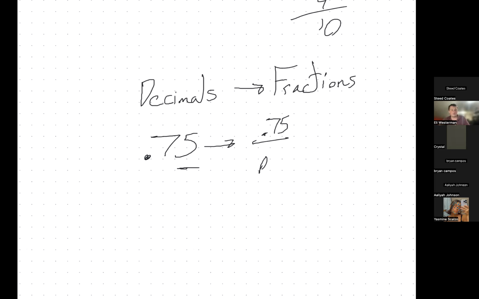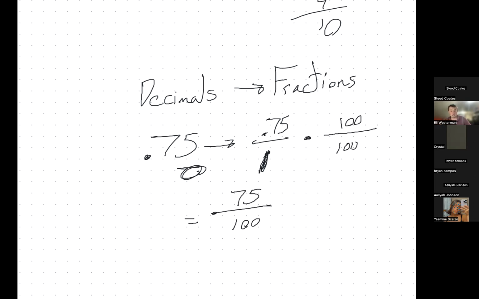0.75 divided by 1. Now, that's still 0.75. Now we're going to multiply it by 100 over 100. And why are we doing that? Because 100 over 100 is 1, so it's still the same number. So when we do that, we get the bottom is 100 because 1 times 100 is 100. And we get the top being 75.